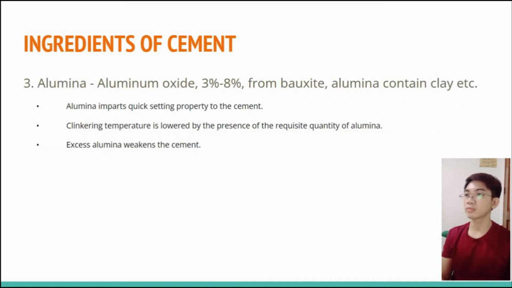The third ingredient is alumina, which is present in the form of aluminum oxide, about 3 to 8% of the whole structure, and is obtained from bauxite, alumina-containing clay, etc. Alumina imparts a quick setting property to the cement. Clinkering temperature is lowered by the presence of the requisite quantity of alumina, and excessive alumina weakens the cement.